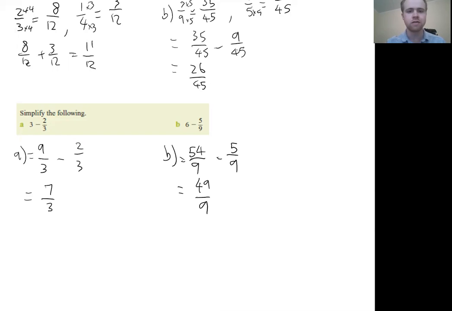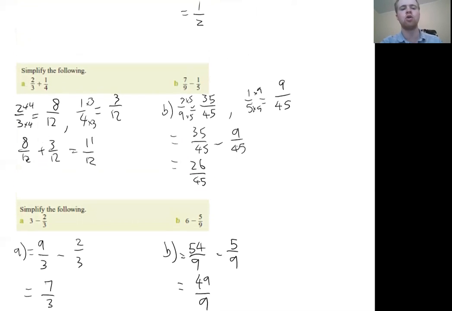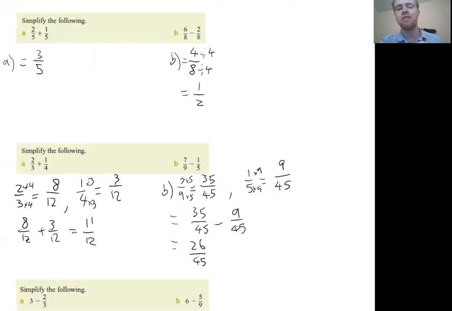So moral of the story is make sure they have the same denominator and then add or subtract the numerators. That is, make sure the bottom number's the same first, then subtract or add the top numbers.